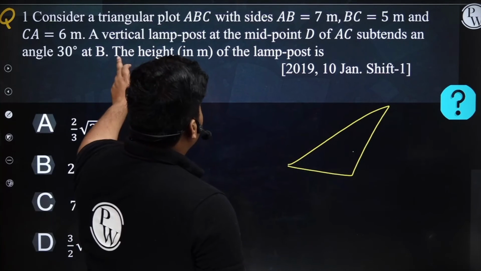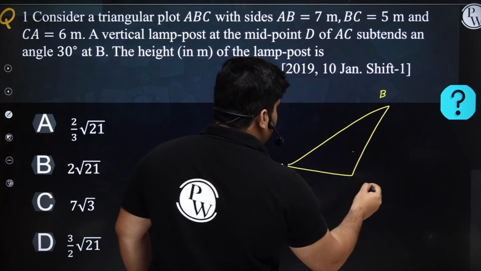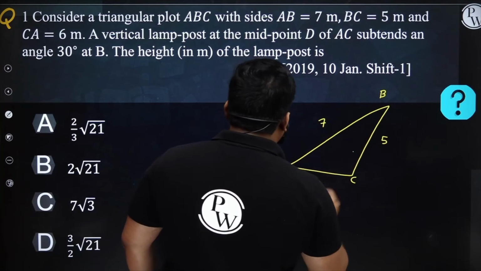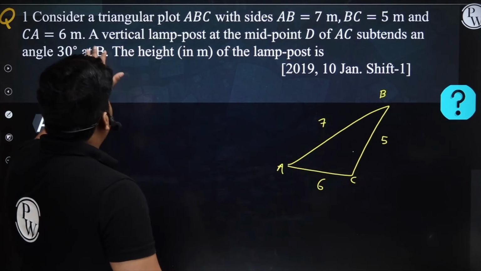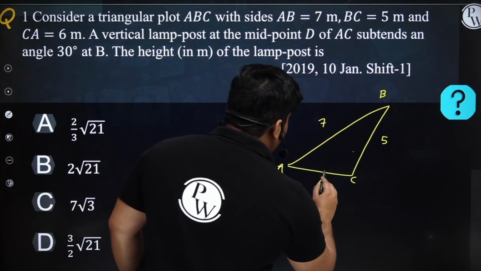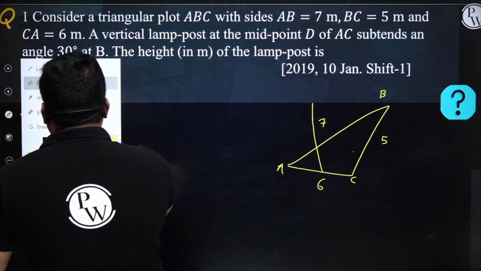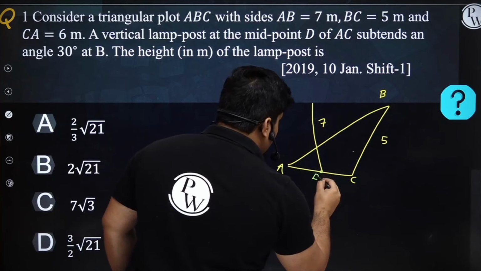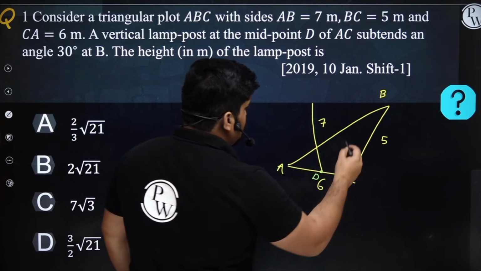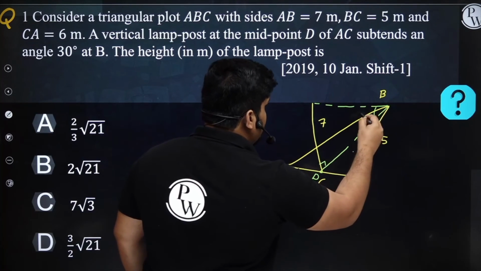Okay. AB is 7, BC is 5. In triangle ABC, AB is 7, BC is 5 and AC is 6 meters. What does it say? A vertical lamp post at the midpoint D of AC. So from here, at midpoint D of AC, it subtends 30 degrees at B.